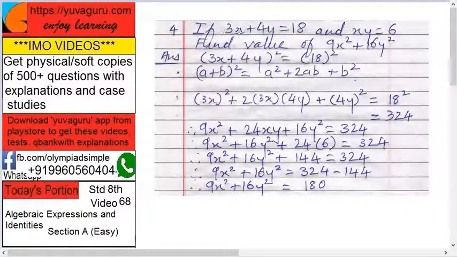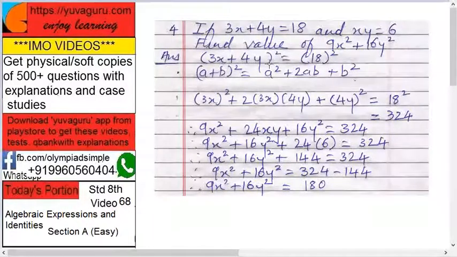Next, if 3x plus 4y equals to 18 and xy equals to 6, find the value of 9x square plus 16y square. See the hint in this problem itself. 9x square is the square of 3x, 16y square is the square of 4y, and xy is given. So which formula will you use? A plus b the whole square, right? So a plus b the whole square equals to a square plus 2ab plus b square.